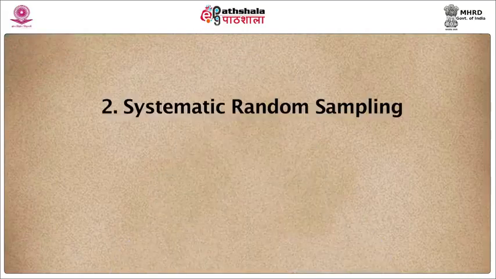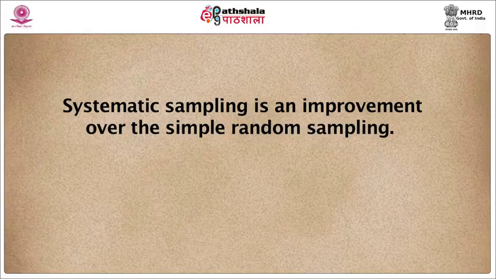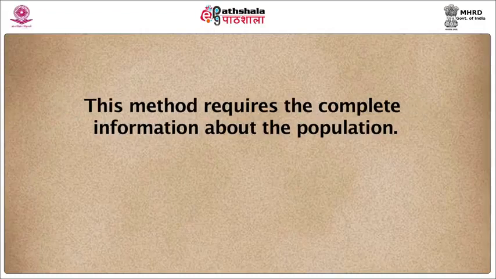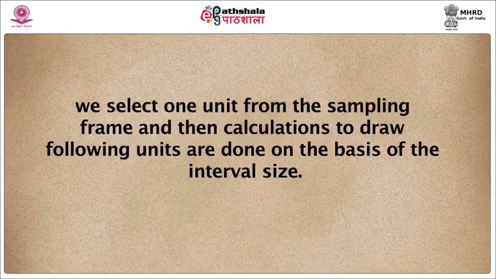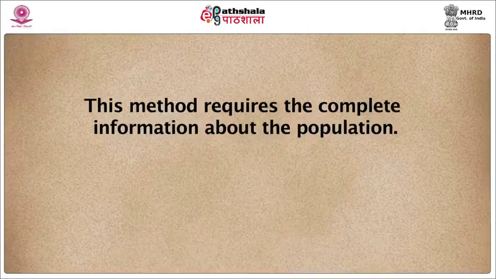2. Systematic random sampling. Systematic sampling is an improvement over simple random sampling. This method requires complete information about the population. In this sampling method, we select one unit from the sampling frame and then calculations to draw the following units are done on the basis of the interval size. Basically, you choose every nth participant from a complete list.